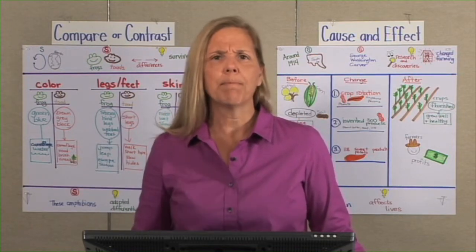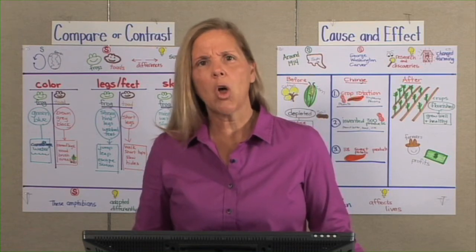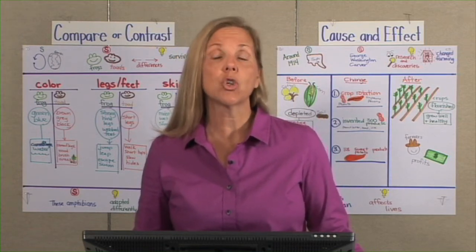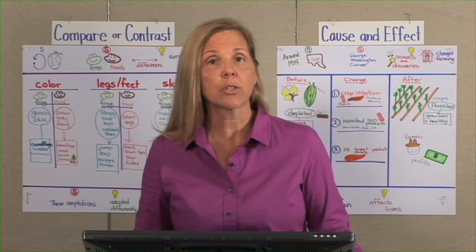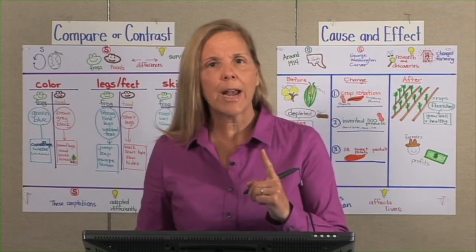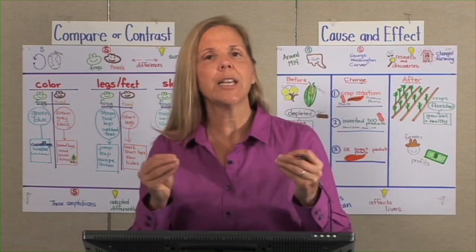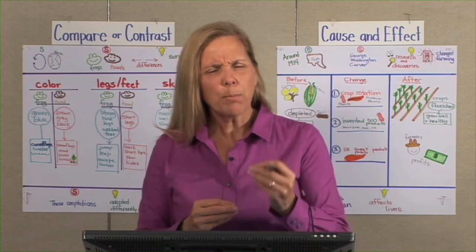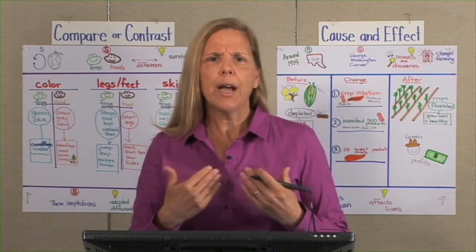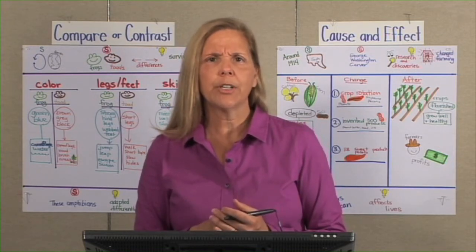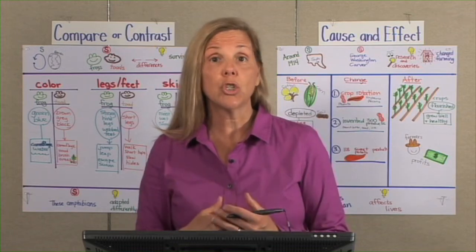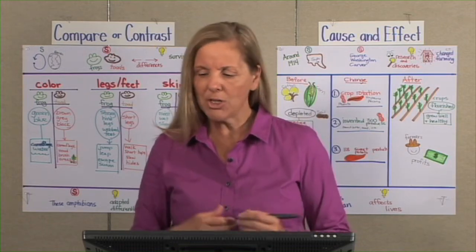Let me explain. Marzano, Pickering, and Pollock came out with their research called Classroom Instruction That Works, and their number one strategy was similarities and differences. The problem, though, is this. When I first started looking at similarities and differences, I always went to the Venn diagram. Let me show you what I mean.